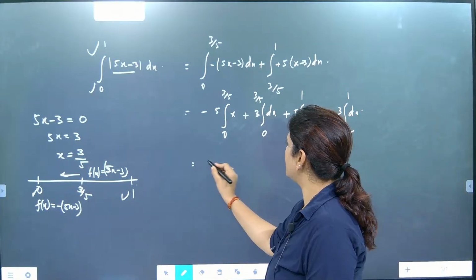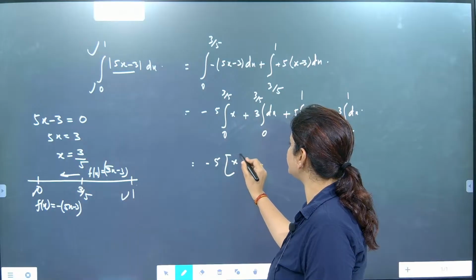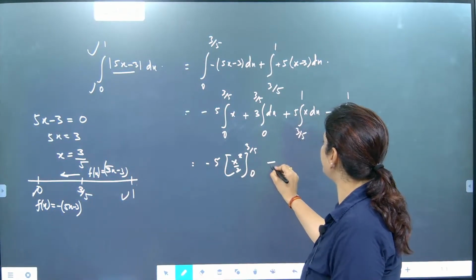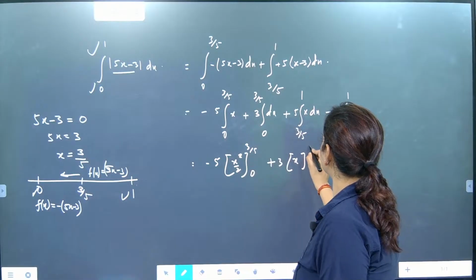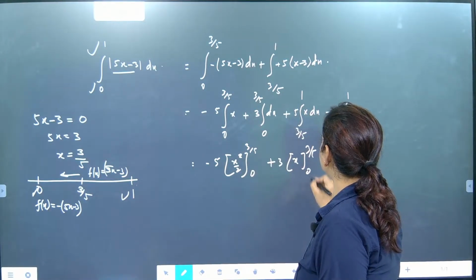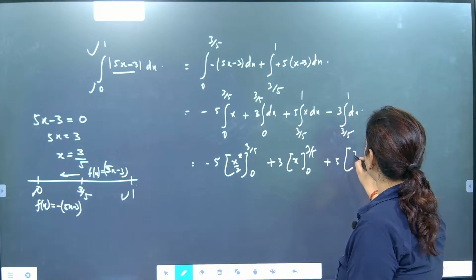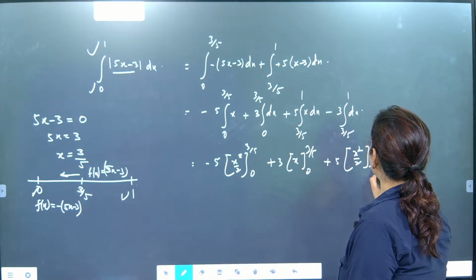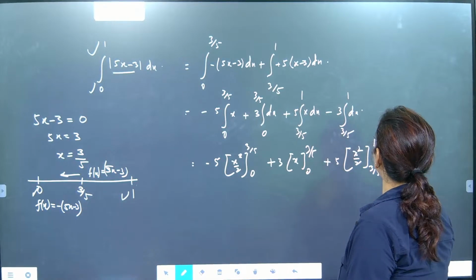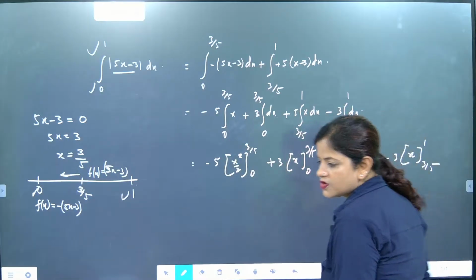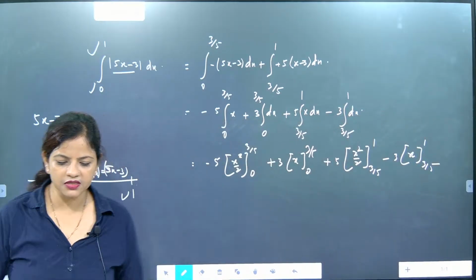Everybody, please try. So minus 5, it will come x square by 2, and here 3 by 5, 0, and here plus 3, x 3 by 5 and 0, plus 5. Now here x square by 2, 3 by 5 and 1, and then minus 3, x 1, 3 by 5. So after this calculation part, only one answer I received.